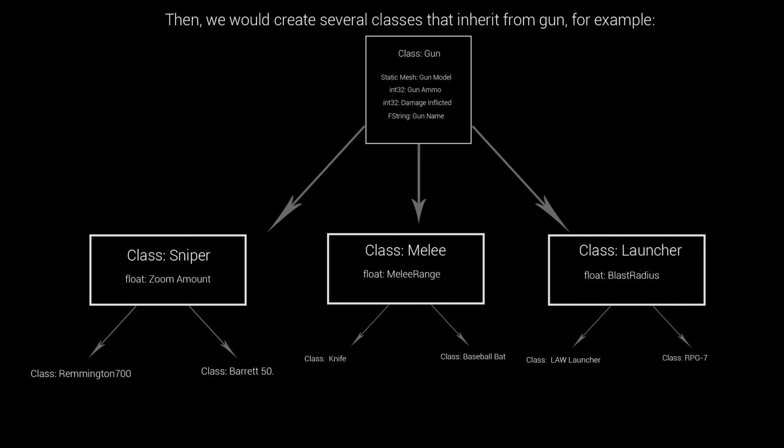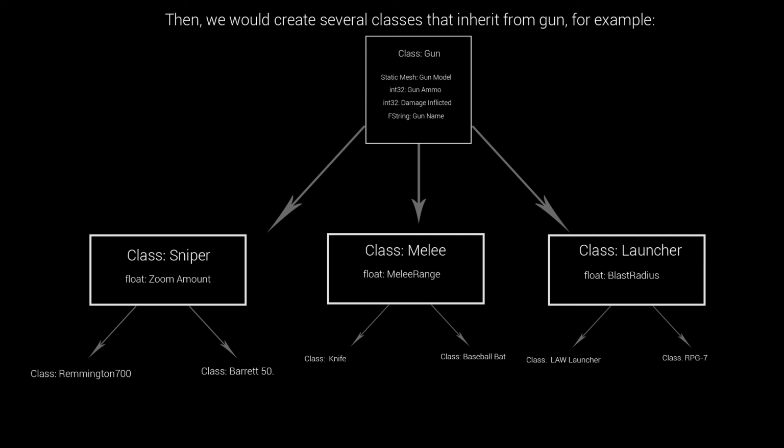On top of that, however, we have added a zoom amount, because Snipers are going to have some sort of zoom amount. Not all guns are going to have a zoom amount, right? Not all guns have scopes on them. Only Snipers do. So we tell Sniper, inherit from Gun, but on top of that, we're going to declare a zoom amount. Then, when we want to actually make our Snipers, we just let our Snipers inherit from Sniper class, so Remington 700, Barrett 50, etc.